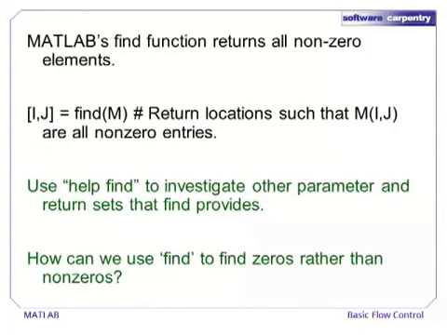It turns out that MATLAB has a function called find that does exactly the opposite of what we need. It returns all of the non-zero elements of an array. If we ask find for two return values, it will return an array of row values and an array of column values. Each row-column pair gives a non-zero entry in the array.